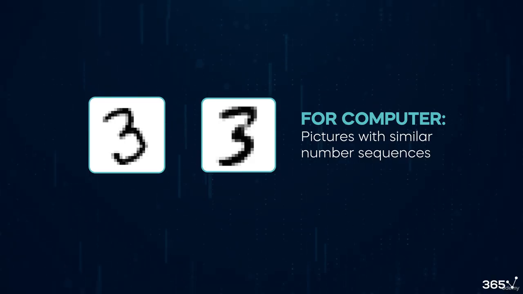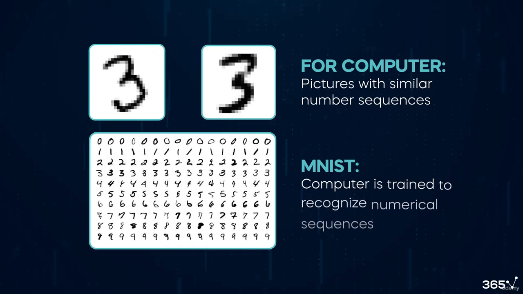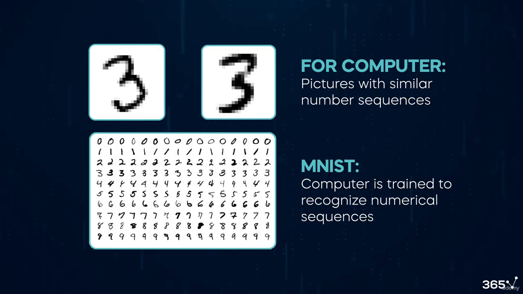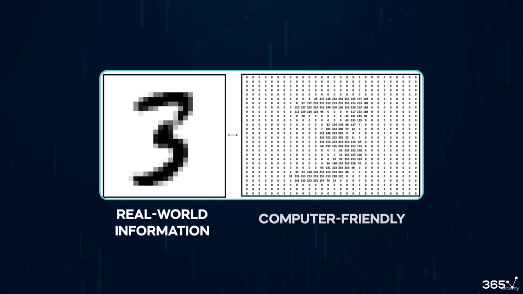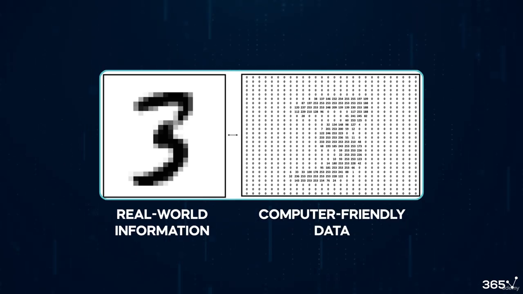To solve the MNIST task via machine learning, the computer is trained to identify and differentiate these numerical sequences, enabling it to recognize digits from 0 to 9. This example is fundamental because it shows how we can turn different types of information from the world around us into data that computers can read.